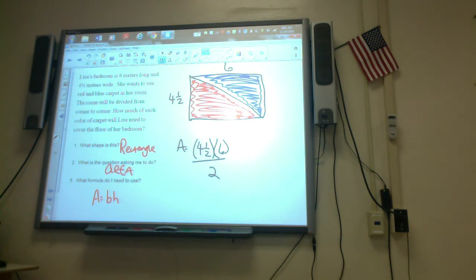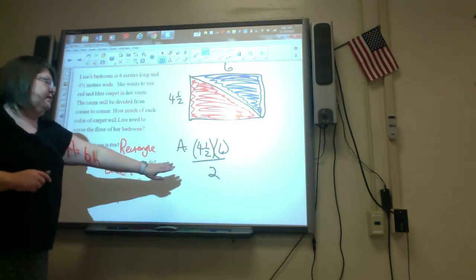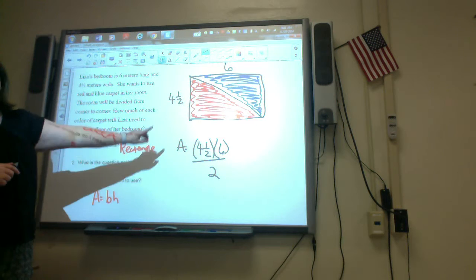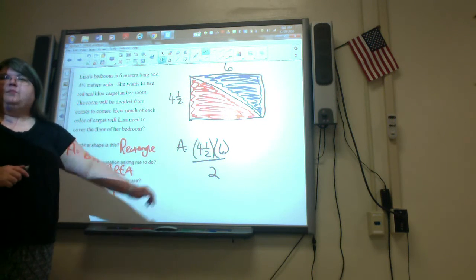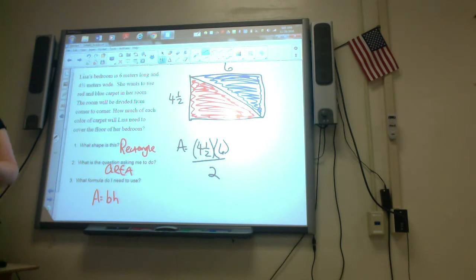So I have now cut from corner to corner. So what shape did that make? Triangle. So I have just shown why the area of a triangle is the same formula as the area of a rectangle, and then divide by 2. So did we actually have to learn a new formula to go from a rectangle to a triangle? No. You just have to remember that a triangle is nothing more than 1/2 of a rectangle. All right.